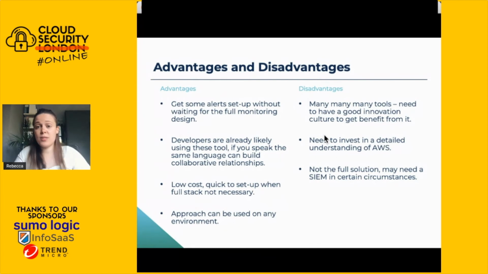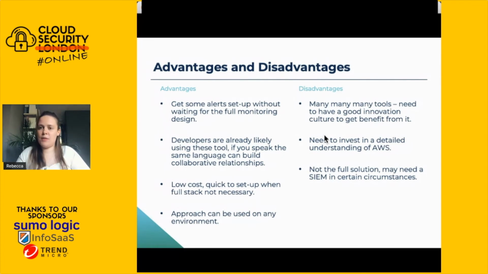And then also, I've chosen to do this on AWS, but you could use this on any environment. You could use this on Azure, you could use it on an on-premise environment. Obviously, you'd need to use the tools that are relevant to the environment you're using, but you could use the whole prioritization thing, breaking it down, on any environment.